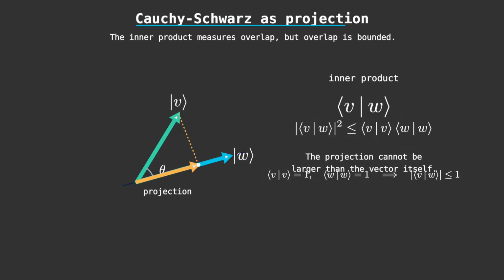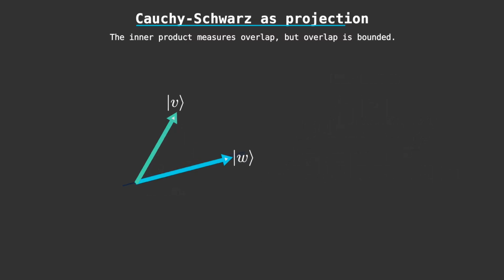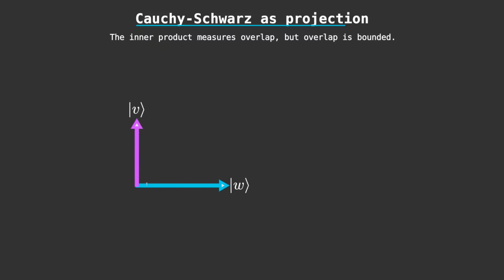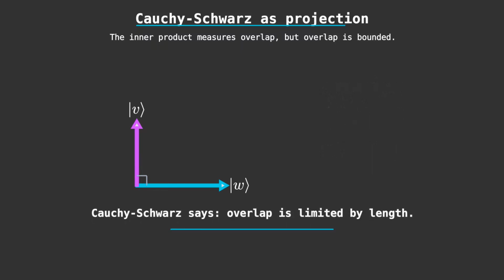For normalized quantum states, both lengths are 1, so the absolute value of the inner product is at most 1. In the orthogonal case, the projection disappears. The overlap is 0. Orthogonal quantum states are perfectly distinguishable.